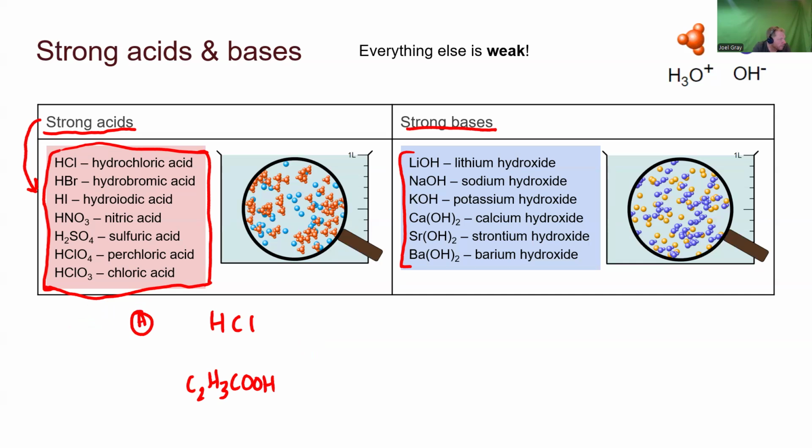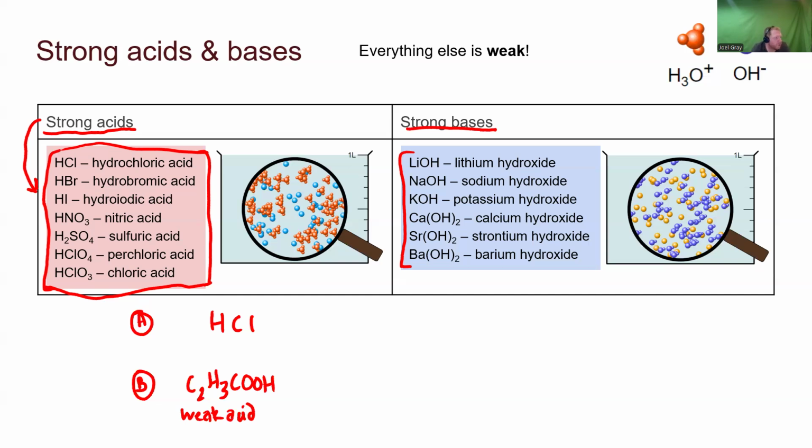We've got A and B. Tell me, is A a strong acid? Add a Y or an N to the chat. Great. What about B? Is that a strong acid? Is it a strong base? No. B is a weak acid. And that weak acid is acetic acid.